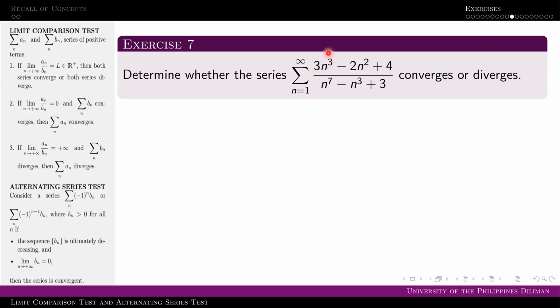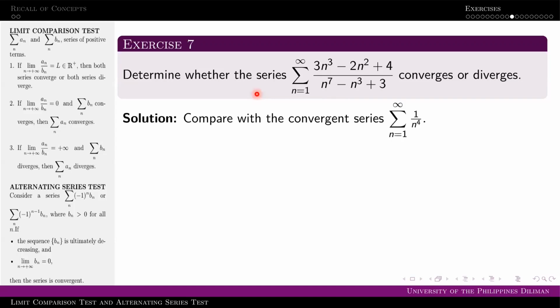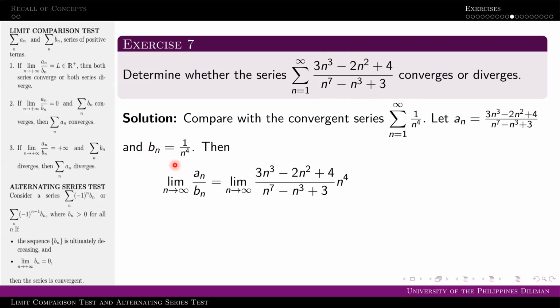So, for example, if you have n cubed over n raised to 7, that will give you the p-series 1 over n to the 4. Because what happens when you use that? When you use that, you have an equal to our rational function, and our bn equals 1 over n to the 4. So when you take the limit, it's like multiplying the numerator by n to the 4. So the degree of your numerator and denominator will be the same, giving you this.